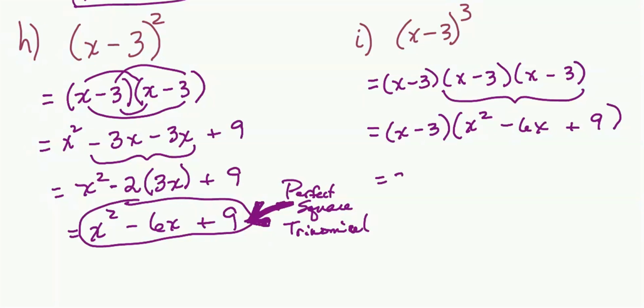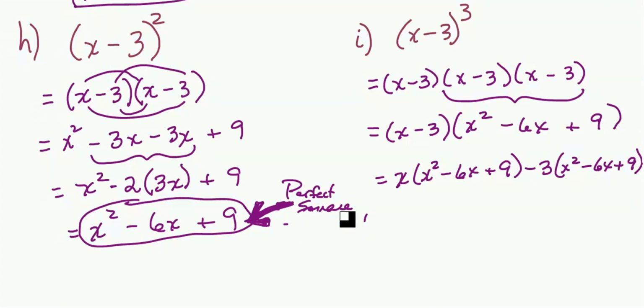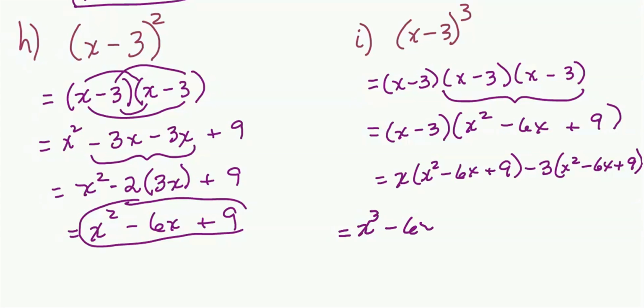Now we get to set this up as x distributed into the trinomial, and then minus 3 gets distributed into the trinomial. Keep some room there. Okay, let's go ahead and distribute and then combine like terms. Let me make a little room here. Okay, so now we'll distribute the first one. We'll have x cubed minus 6x squared plus 9x.